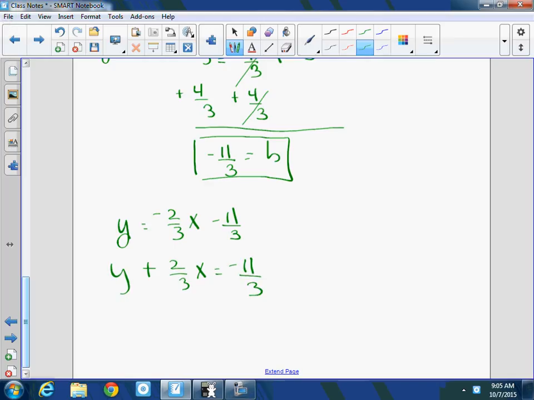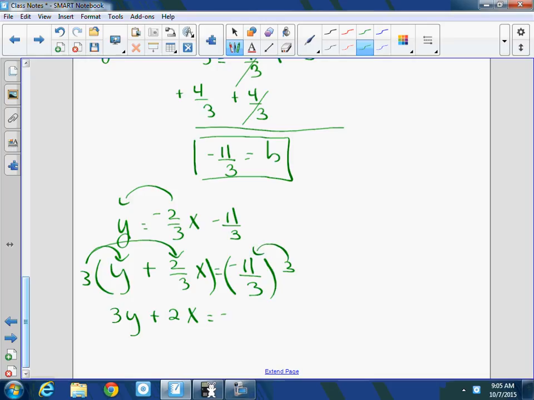With me? I just changed it, right? I moved it to the other side and it becomes a positive 2/3, so I do plus 2/3. Now that dangling 3 cannot be there. Times 3. And now I'm going to distribute, right? 3 times y? 3y. 3 times 2/3? 2x. And then 3. There you go.